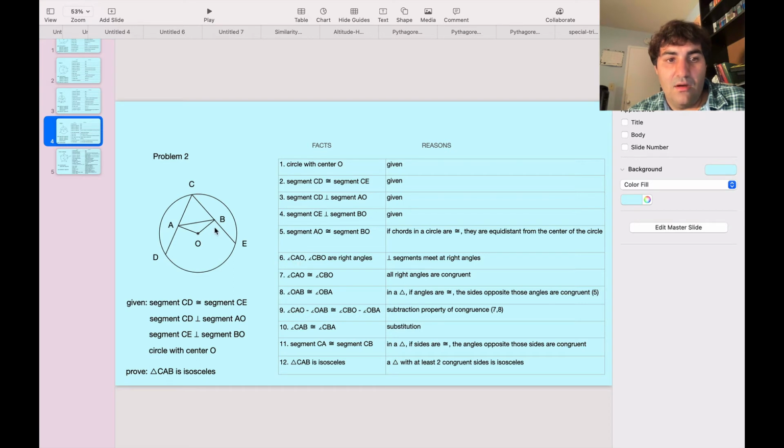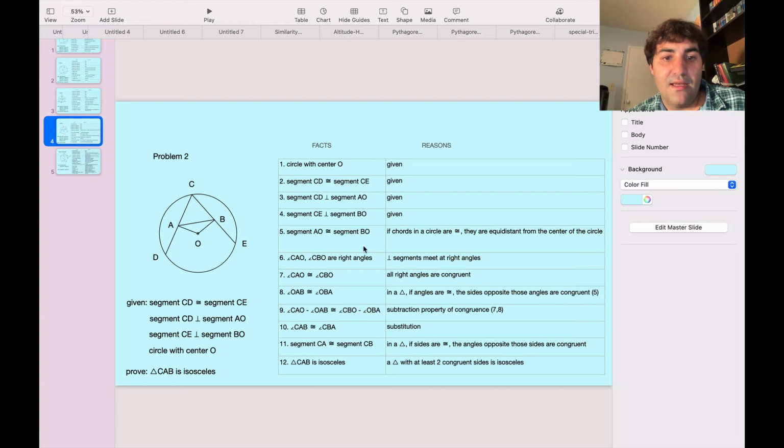angle CAO and angle CBO are right angles because perpendicular segments meet at right angles, and we know that from what we have in statement 3 and statement 4, and therefore angle CAO is congruent to angle CBO because all right angles are congruent. We know in a triangle if angles are congruent, then sides opposite those angles are congruent.